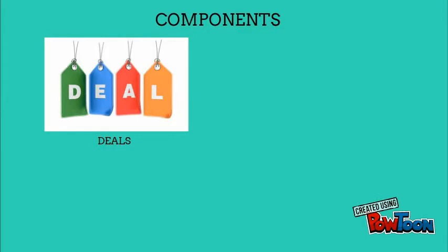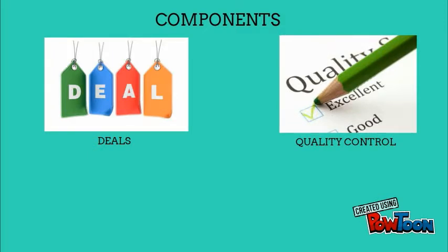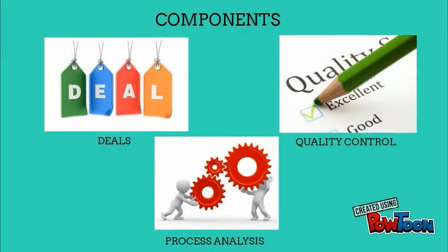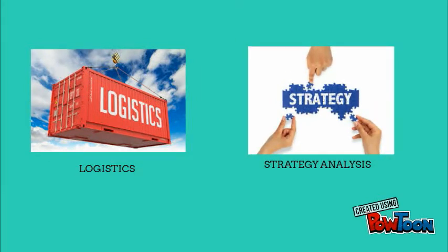Now coming to the components that make up the supply chain. Firstly, the deals, to negotiate and strike deals with the suppliers regarding the supply of things like raw materials to the business on time. Next is the quality control in order to make sure that the products along the chain meet a high quality level in the market. Then comes the process analysis to make sure that the products are manufactured and sent out in an efficient manner. Next is logistics, which primarily focuses on getting goods delivered from one place to another along the chain. Finally, the strategy analysis, to look into the overall strategy of the supply chain and come up with ideas to enhance efficiency.